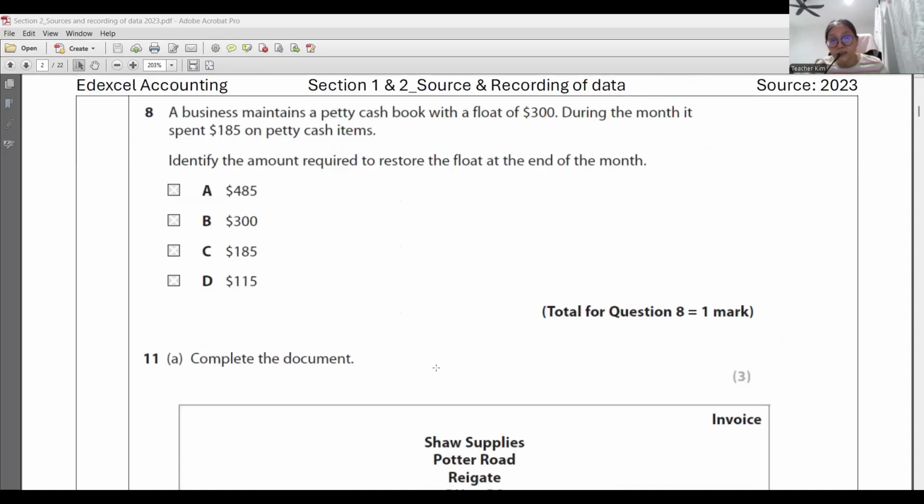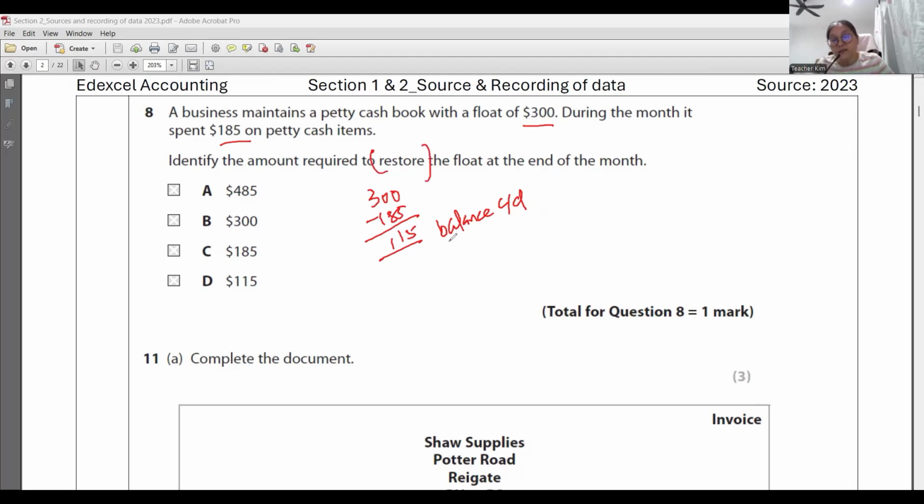Question 8. A business maintains a petty cash book with a float of 300. This means that this is an imprest amount. During the month it spent 185, so it is left with 300 minus 185, which is 115. So this is the balance c/d. Identify the amount to restore.